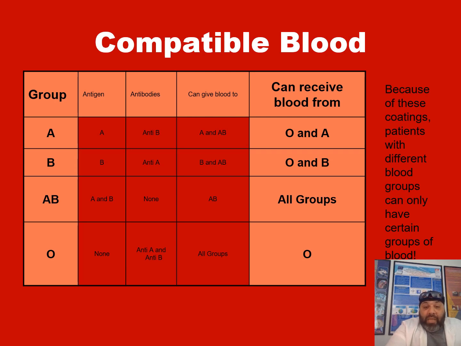And if you're group B, you can only give blood to those who are B and AB. If you are group AB, then you can only give blood to those who are AB, but all groups can donate to those who are AB. If you are O, then you can give blood to all groups as well, and you can only receive, as mentioned before, blood from those who are O.